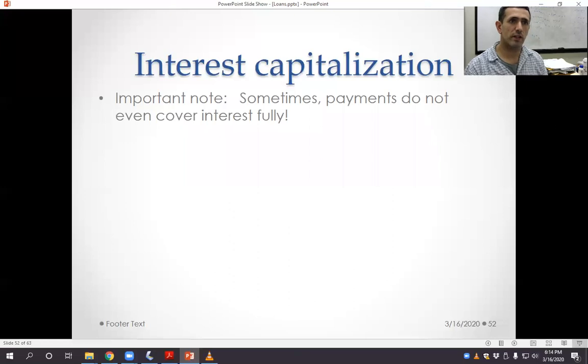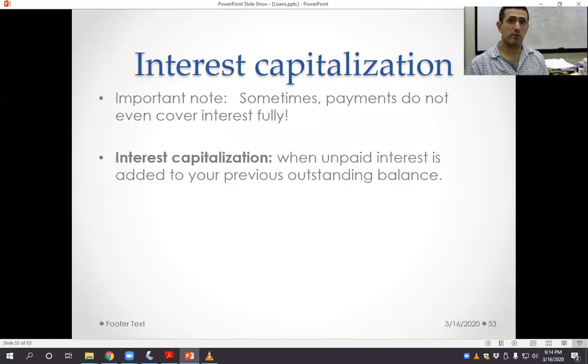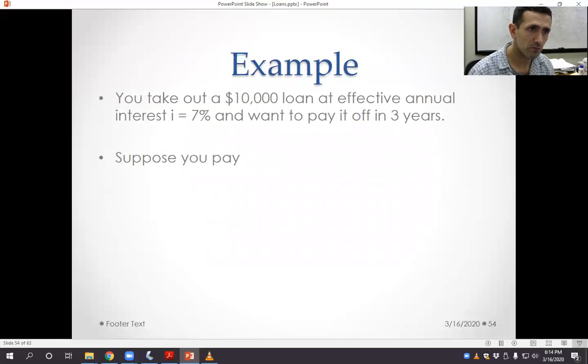What is interest capitalization? Well, sometimes even if you're making payments towards your loan, they don't even cover the interest fully. So you have interest that accrues and just keeps adding to your outstanding balance. That's called interest capitalization. It's when unpaid interest is added to your previous outstanding balance.